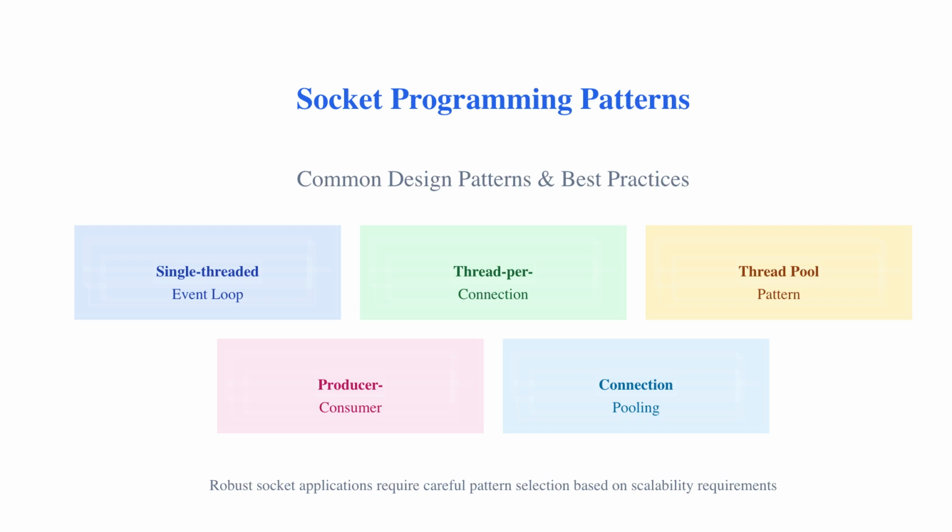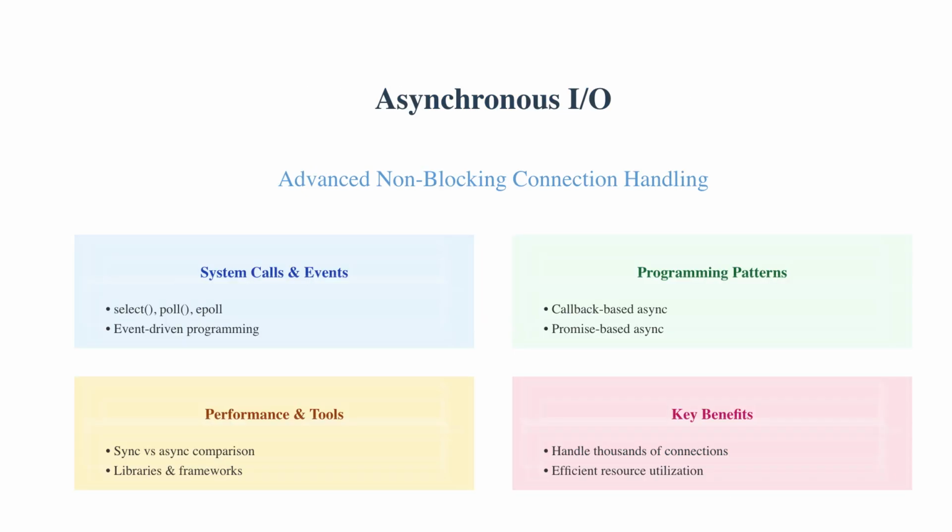while controlling resource usage. Producer-consumer patterns are essential when socket applications need to process data at different rates. Producers generate data from network connections while consumers process it asynchronously, often using queues or buffers to manage the flow.